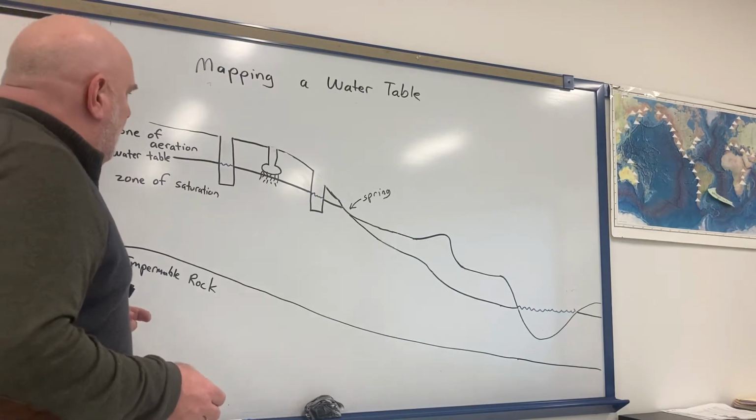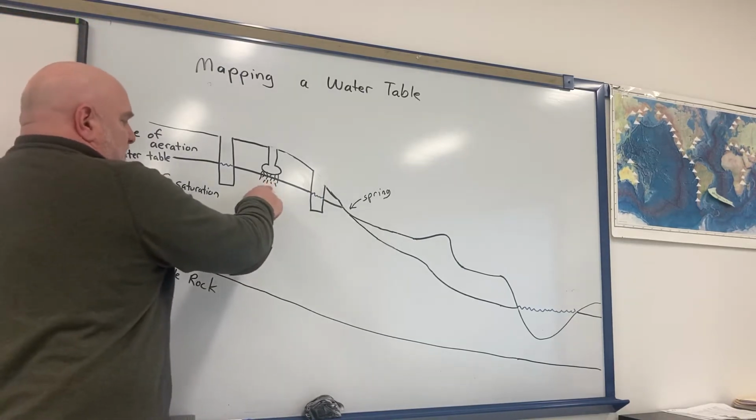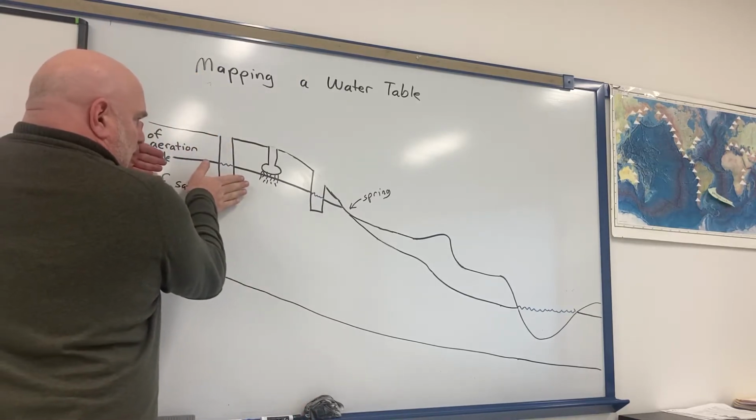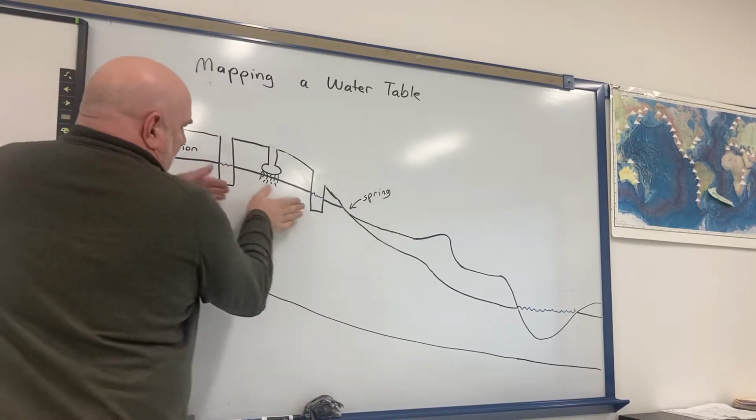Because like, if the contamination's right here, the water flow is going to go that way because that way is downhill.